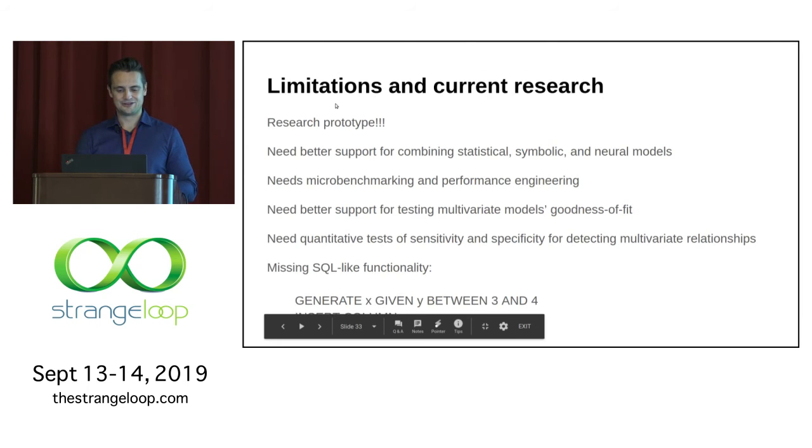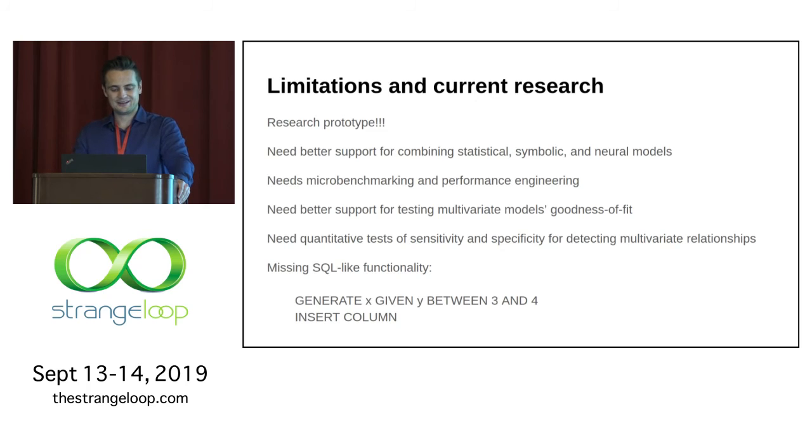Limitations of our current research. We're trying to find names, how we describe our prototype. And I have to tell you that this is a research prototype, so it's very, very early. It's developed by students and some software engineers. But there's a reason why it's currently beta. We need better support for combining more statistical, symbolic, and neural models.